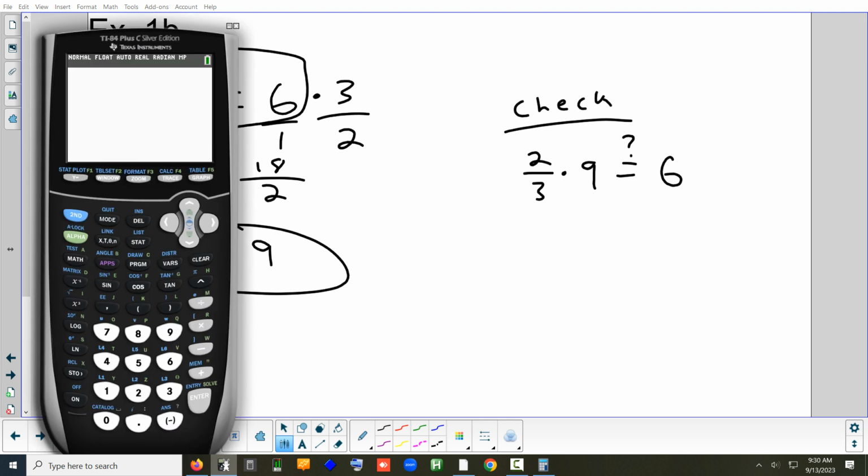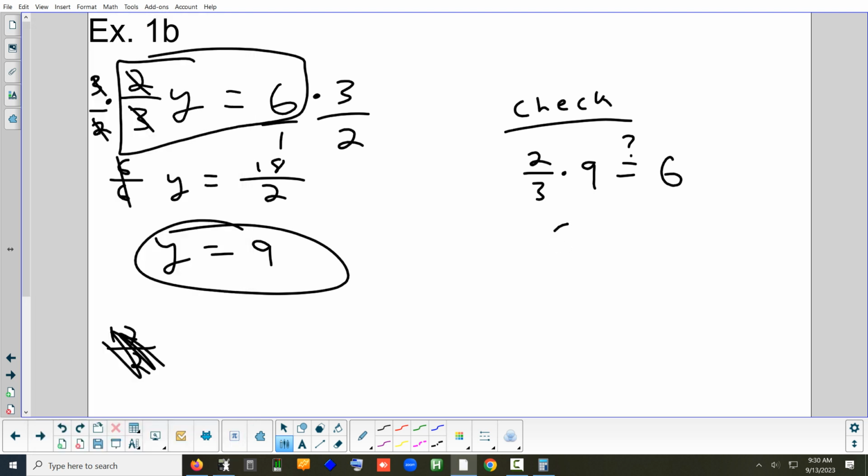Okay, so on my calculator, I think you can type it in just like I'm going to do. No, they have a fraction button on the calculators I use. I don't have a fraction button on here. So I just have to type it in like this. That's how you type in 2/3 on this calculator. 2/3 times 9 gives me 6. So I get 6 on the left. I get 6 on the right. Does that mean my answer worked?